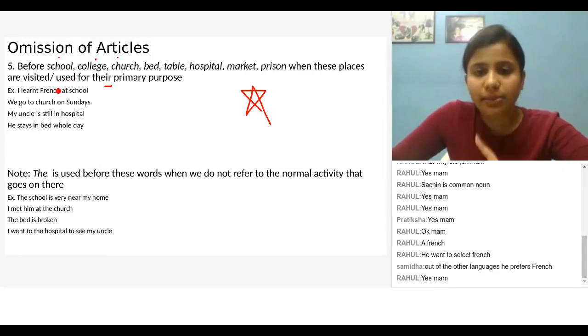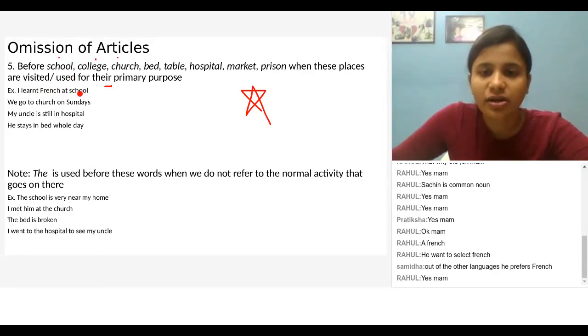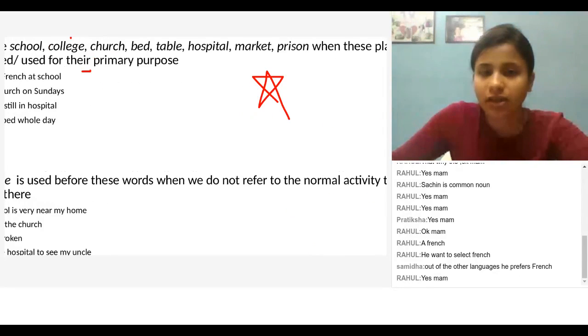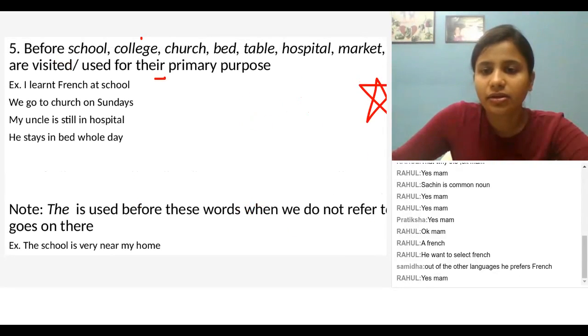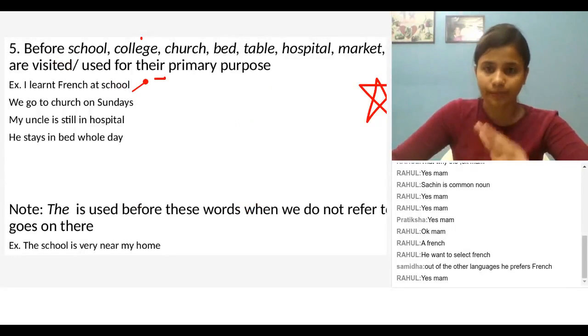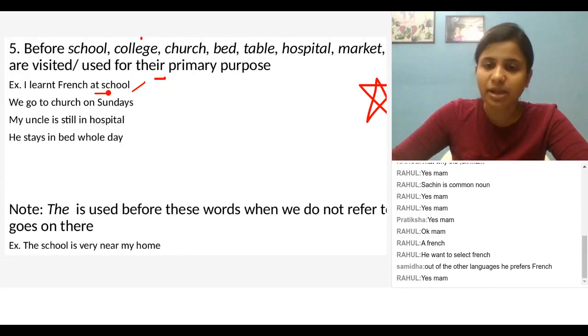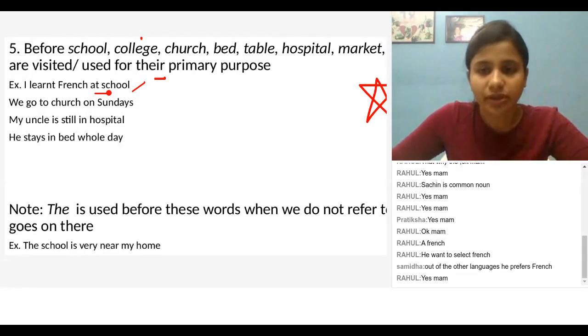Now that is, and then you will decide whether to put an a or a the before it. What I mean is, whenever I say I learned French at school, school is a place where we learn things, right? We go for studying. So if I say I learned French at school, it will be at school and not at the school. Okay? Because the primary purpose of school is to learn. That is why we will not place a the before it.